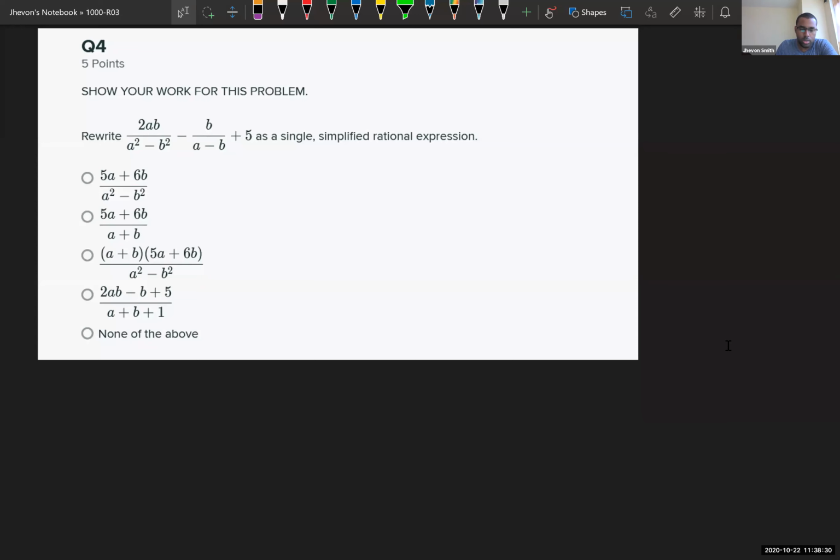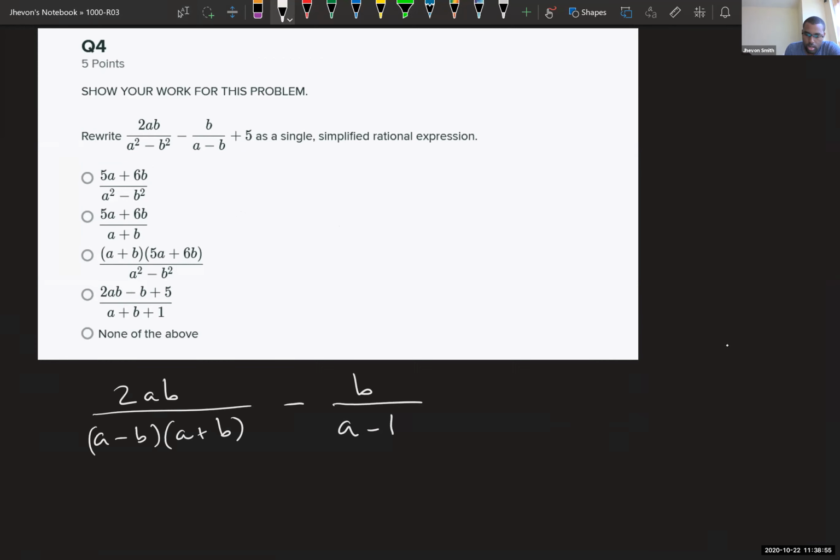We want to combine to a single expression, and we know how to do that. We just have to create a common denominator. So that's essentially what we're going to do. Notice here that we have 2ab over a minus b times a plus b. I'm factoring the denominator so I can see what factors are missing in the others. When I look at the second one, I notice that there's an a plus b missing in the denominator, so I'd multiply this by a plus b over a plus b.